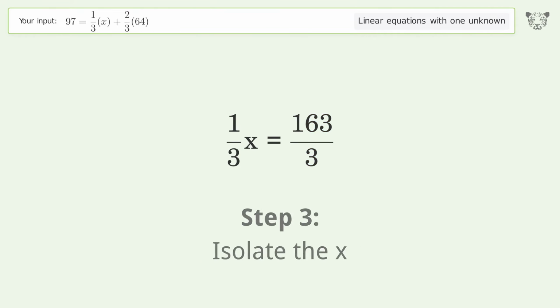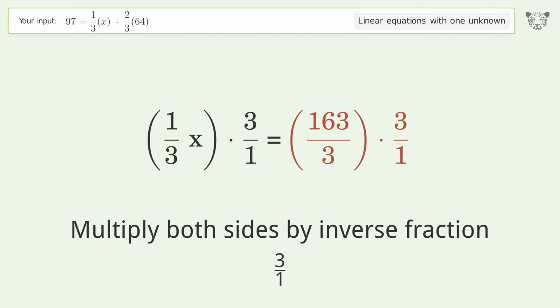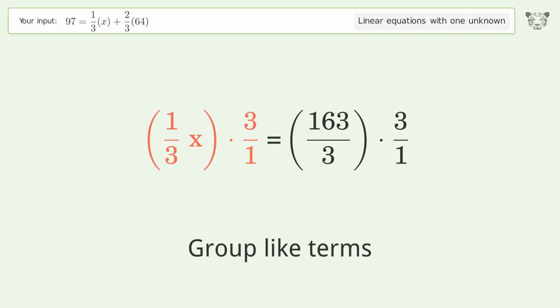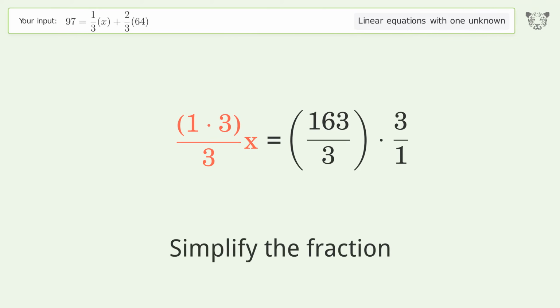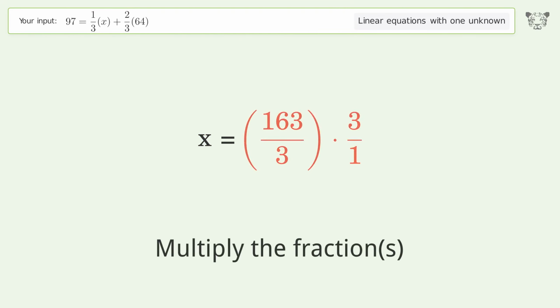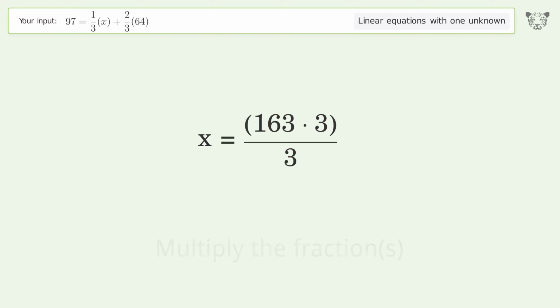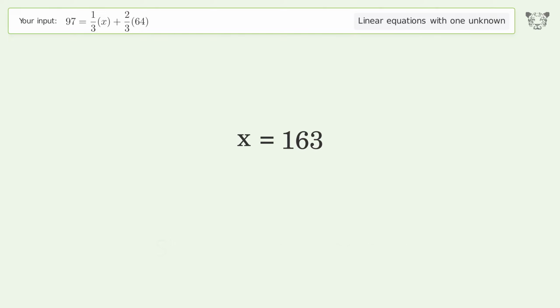Isolate the x. Multiply both sides by inverse fraction 3/1. Group like terms. Multiply the coefficients. Simplify the fraction. Multiply the fractions. Simplify the arithmetic. And so the final result is x equals 163.